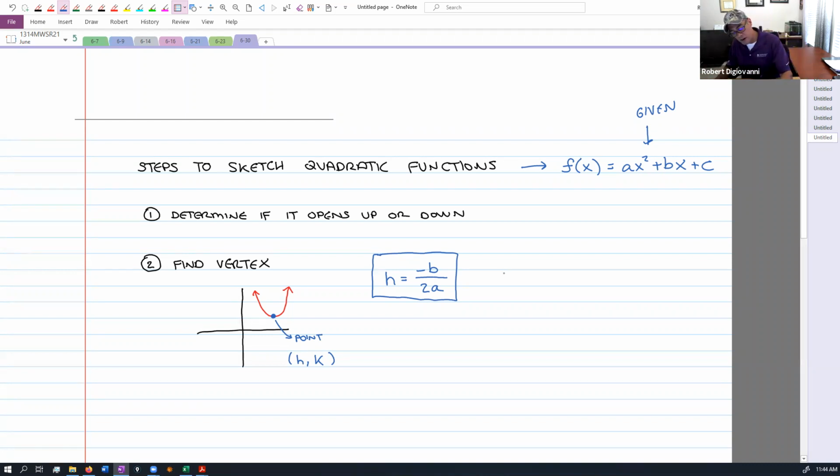All right, now to figure out what K is, that's the other part of the point, right? It's this part. All you're going to do is take your original function that you were given and plug H into it. That means you're going to take the answer you got for the first part and plug it into that function. And that will give you what K is.